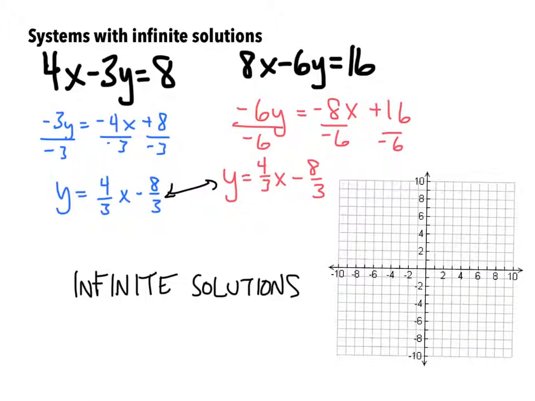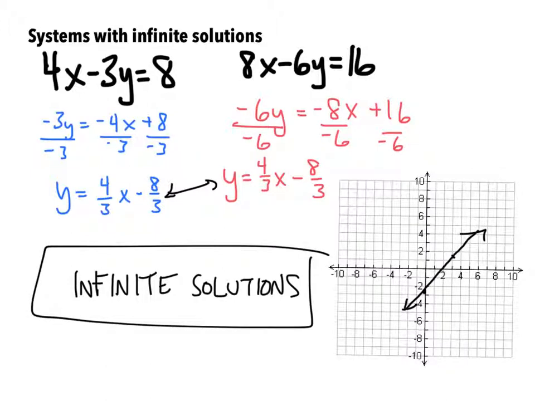And whenever you graph both of these lines, you're going to end up with not near the same, but the exact same line. So we start with our y-intercept, and we'll go up 4 and over 3 from here. So we'd be at about 1.3 and over 3. And we're just going to have the exact same line lying right on top of each other. So this is infinite solutions.